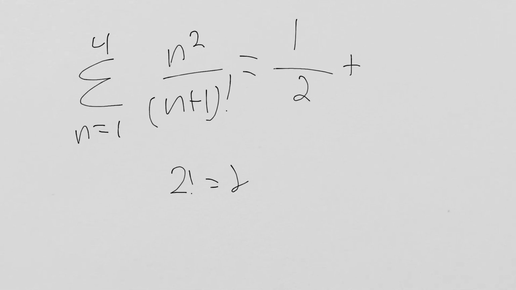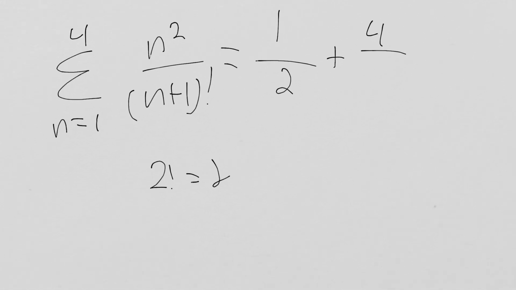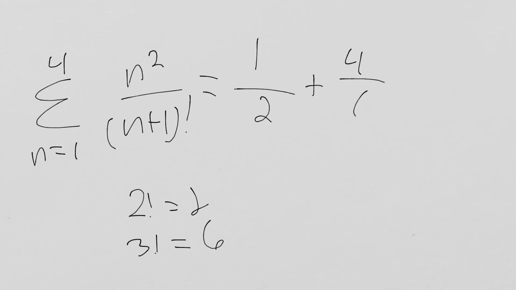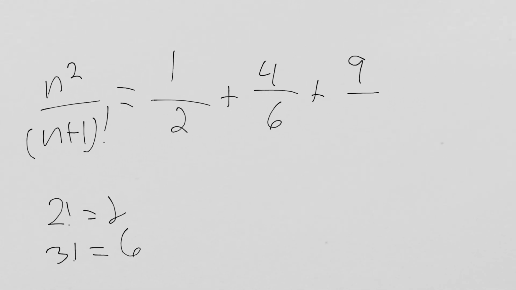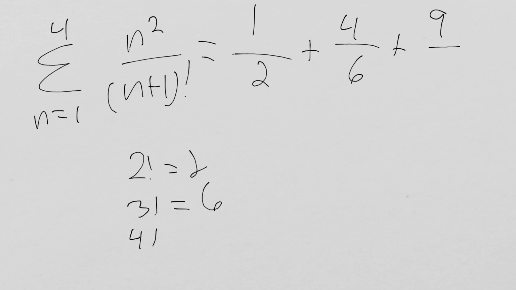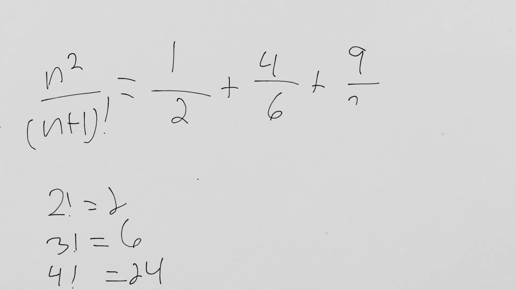Okay, plus. We're going to have 4 on top of the next square number, and then it's going to be 3 factorial, which is 3 times 2, which is 6. Okay, so we get 4 over 6 plus. Okay, this next one is going to be the next square number 9 over 4 factorial, which is just 4 times 3 factorial, 4 times 6, which is 24. So we get 9 over 24.